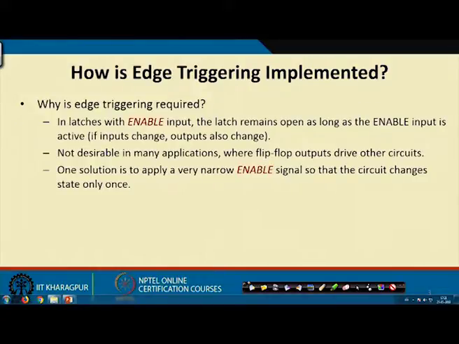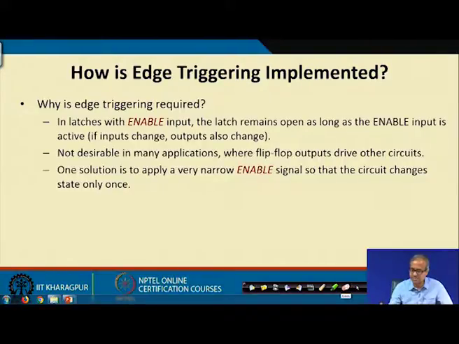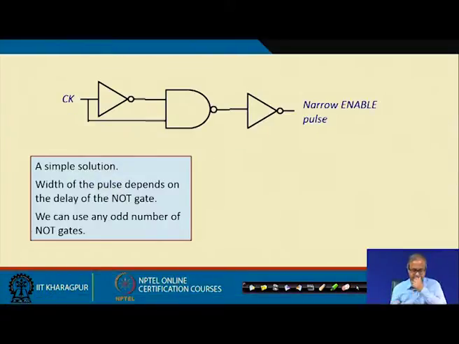there can be several solutions. The first solution you look at is to somehow generate a very narrow enable signal. The enable signal will be a very narrow signal, very thin signal, and exactly at this point whatever is the value of D, that value will be captured, right. This is one solution, but now the question is how we can do this. Well, doing this is not difficult. A simple solution can be like this.